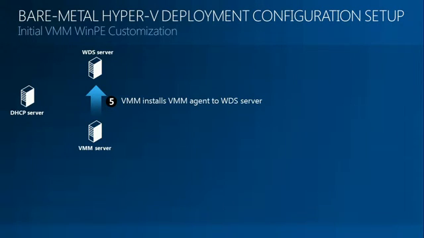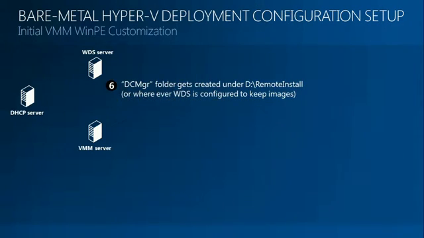It installs a VMM agent on that WDS server, and then creates a folder under the WDS server. The good thing about this whole thing is that you don't need to do any configuration on the WDS server. You don't need to add a boot image. You don't need to add any other images there. We handle everything once you add the WDS server to VMM. We create this folder, generally under whatever you selected, and by default it's RemoteInstall, which the WDS selects by default. And we create that DCMGR folder.